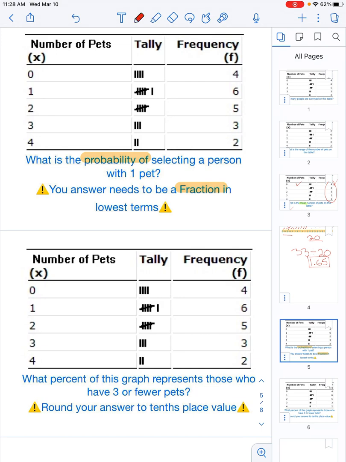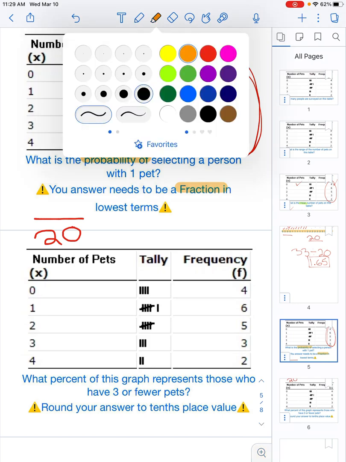What do you need to know? You need to know how many people you were talking about in the first place, because the how many people part is the total, and the total is always the bottom of your fraction. Now, what's the question directing us at? What nugget or piece of information do they give us in the problem that's going to represent our top number?